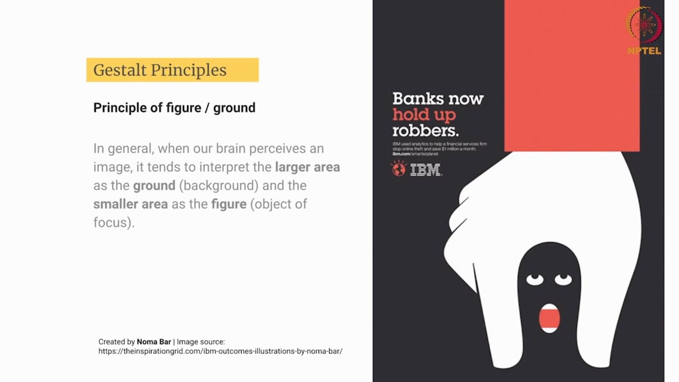So let's take another example of figure and ground from the graphic design perspective. As you can see, a poster here was commissioned by IBM, and this was designed by Nomabar. Most of you might not know who Nomabar is. Nomabar is a renowned graphic designer and illustrator, celebrated for his ingenious use of negative space to create visually striking and conceptually rich design.